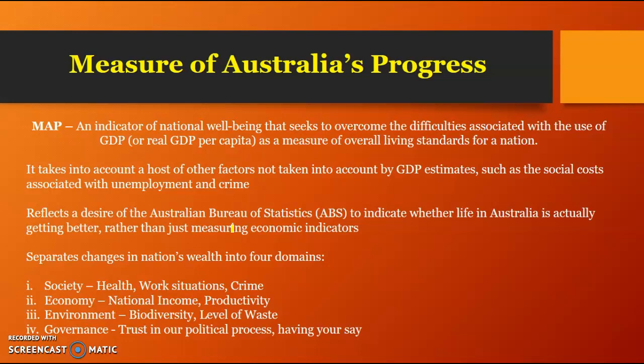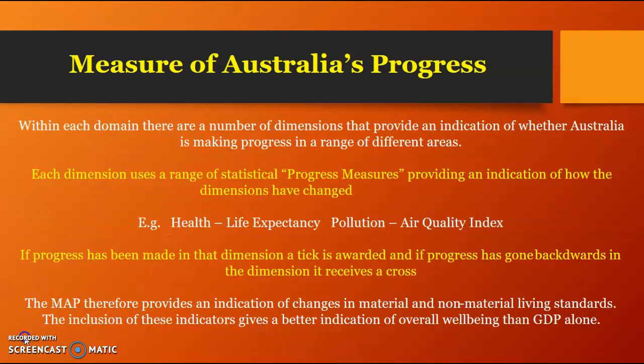And again, it's trying to get a better indication of whether life as a whole is improving in society. And it does this in a very different way to the GPI. What it does is it separates a nation's well-being into 4 different domains. So there's a domain called society, economy, environment, and governance. And then what it does is it measures progress across all of those domains using a whole range of indicators.